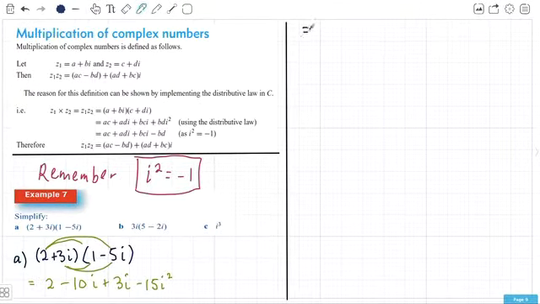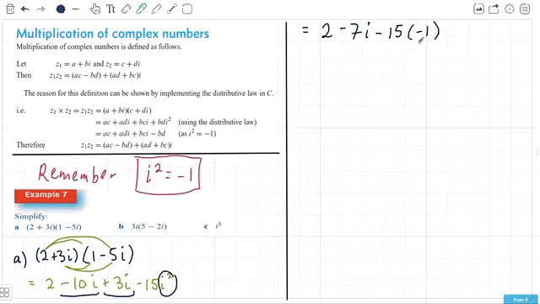We've now got to group the similar things, so the i's can be grouped together. The other thing we're going to do is replace the i squared here with a -1. So I'm just going to group the i's together. -10 plus 3 is -7i. And that i squared I'm rewriting with a -1, so I've got -15 and a negative. This will become plus 15.